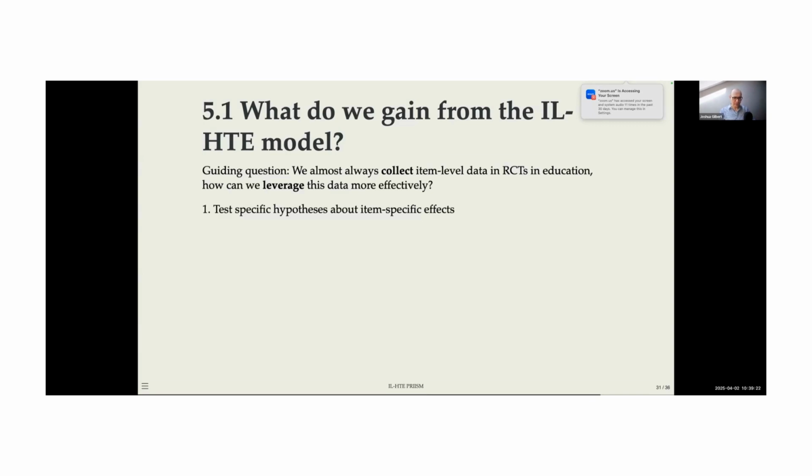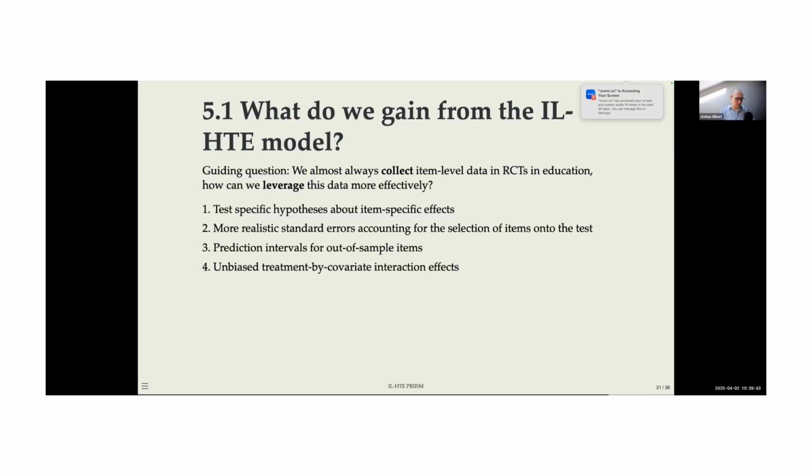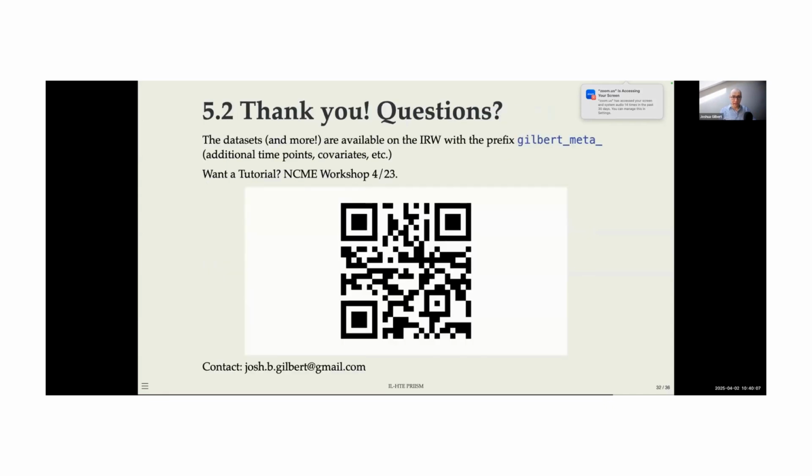Number 1, we can test specific hypotheses about item specific effects. 2, we get more realistic standard errors that account for the selection of items onto a test. 3, we get prediction intervals for out of sample items, which helps us understand how generalizable and consistent our intervention effects are. 4, we can correct and resolve those strange biases and treatment by covariate interactions I just referred to. And then last, we get standardized effect sizes that are corrected for outcome measurement error. So I think this can be really compelling. These are easy to apply, and they give us a lot of new insights into intervention data that we've already collected.